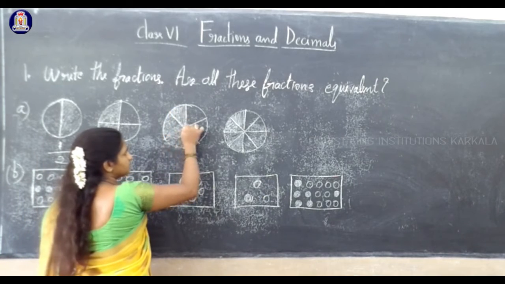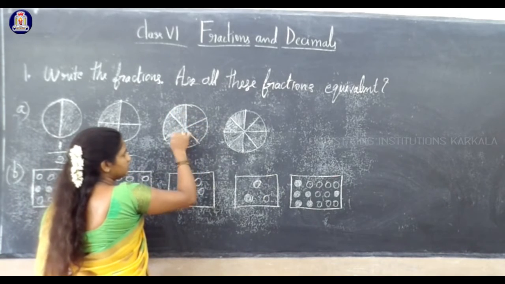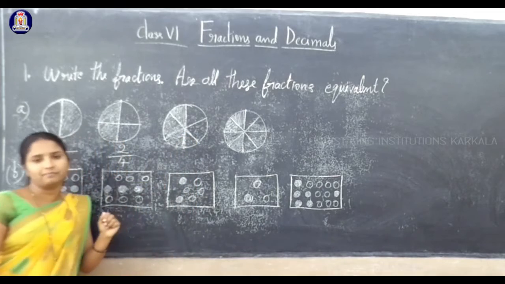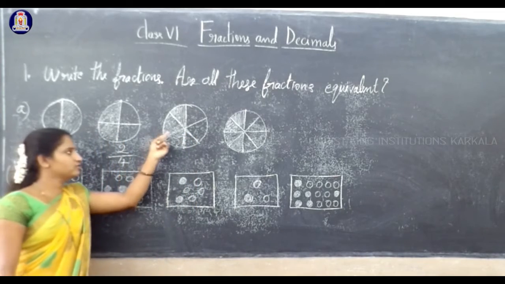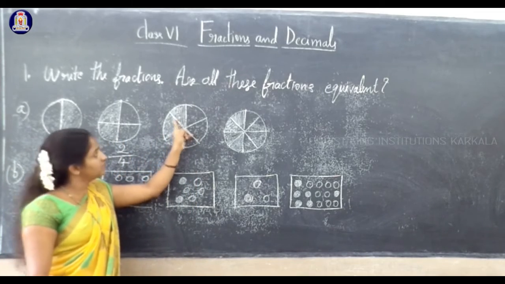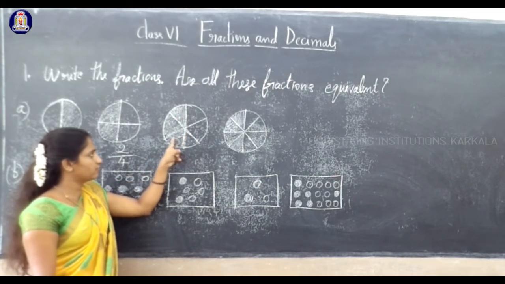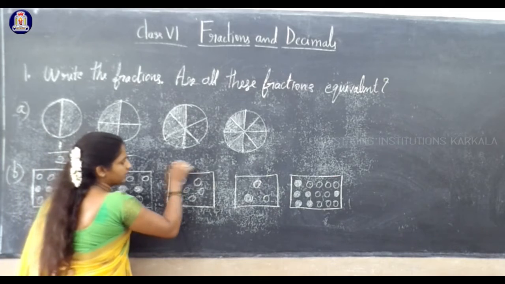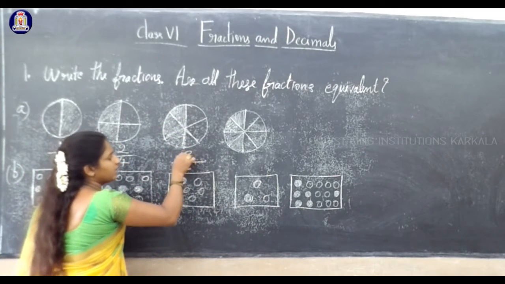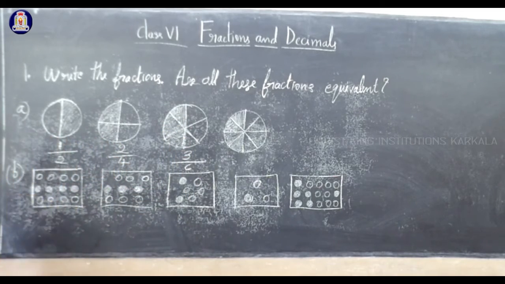So this is the second figure, and the third figure. See the figure, how many parts are there? 1, 2, 3, 4, 5, 6. There are 6 equal parts. Okay? While drawing also you should make them equal, like this part and this part are both equal. Total 6 parts. In that, 1, 2, 3, only 3 parts are shaded. Fraction is 3 by 6.